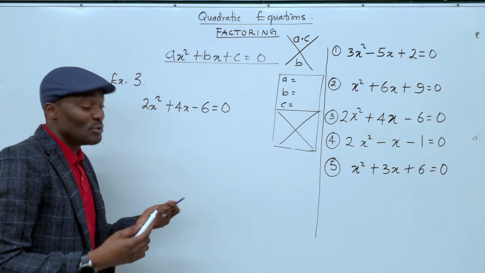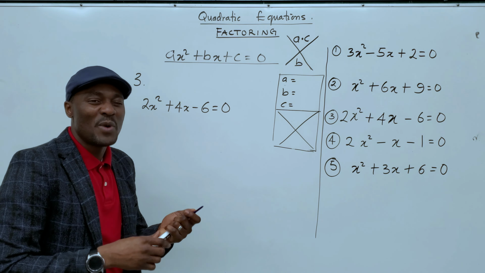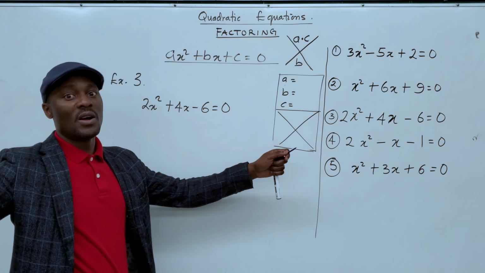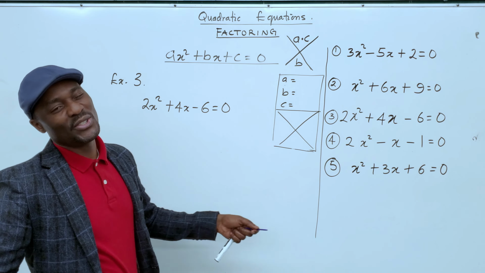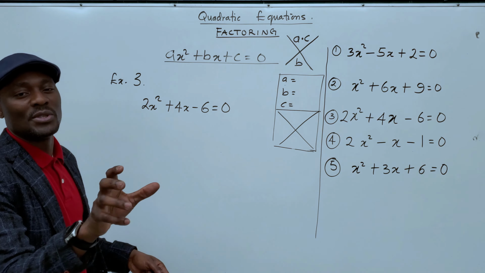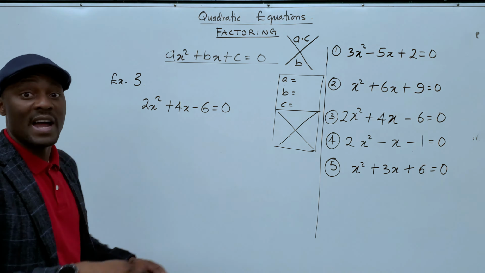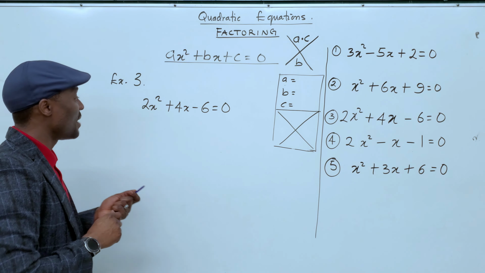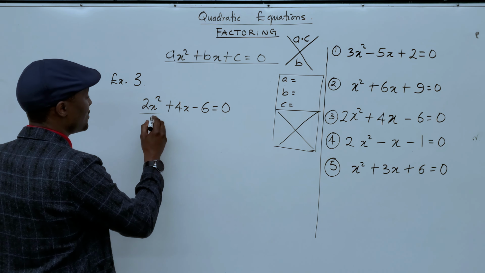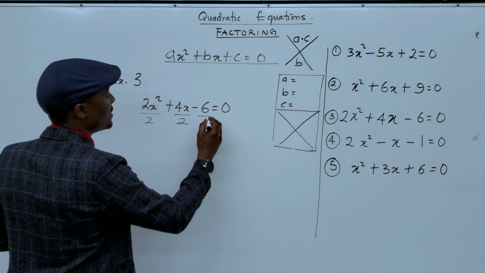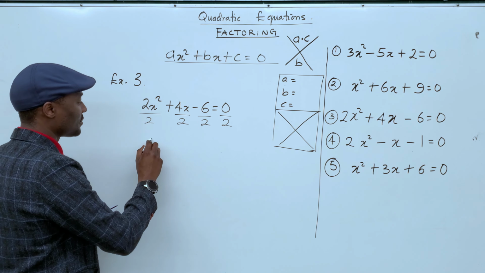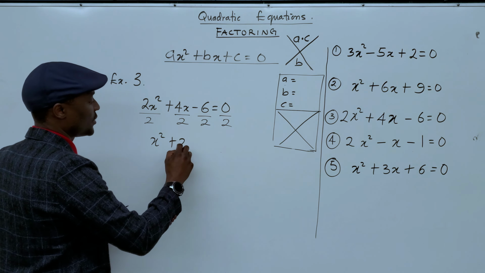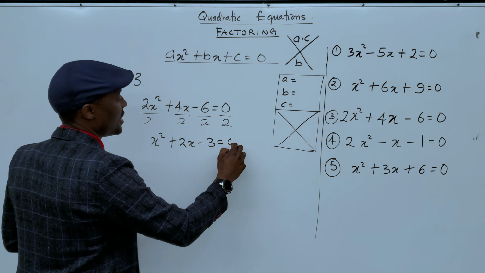So my first step, you don't have to do it, but it's better when you're dealing with smaller numbers than larger numbers, because you may not be able to factor right, or you might just have too many options when you want to factor. So it's better to divide through. I'm going to just divide everything by 2 at this point. So I'm left with x squared plus 2x minus 3 equals 0.